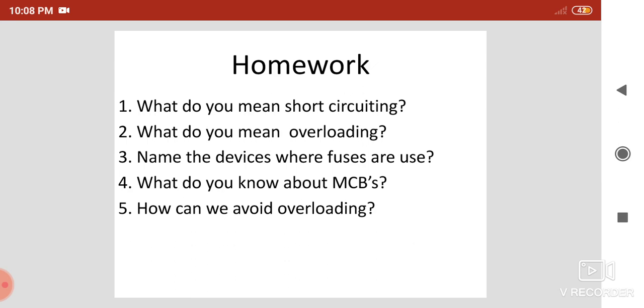Because of the bare wire, a large amount of heat is produced. It decreases the resistance, and then a large amount of heat is produced, which causes short circuiting. So both can be avoided if proper care of the wire is taken.